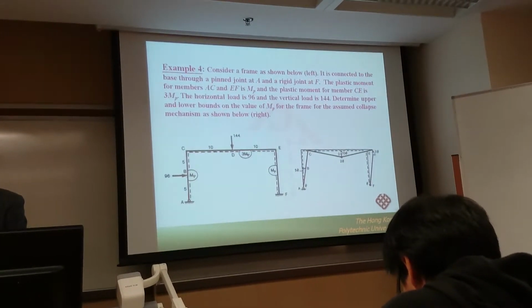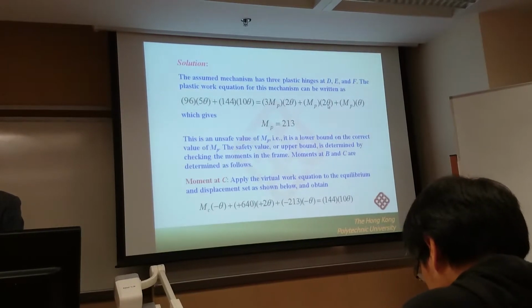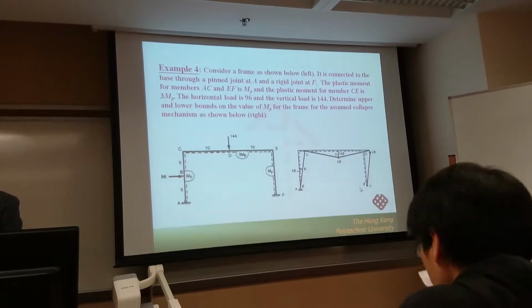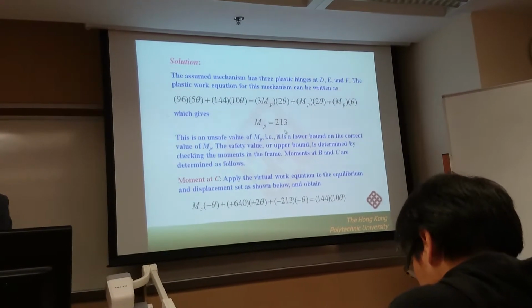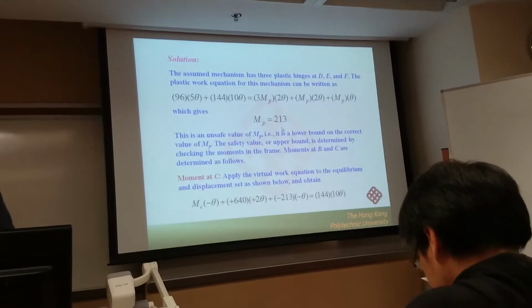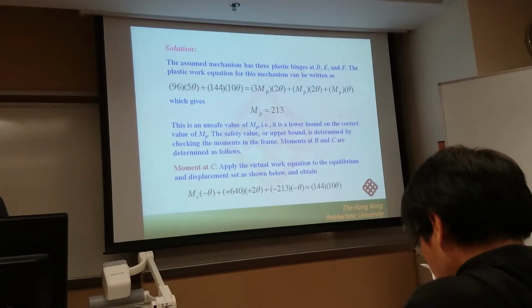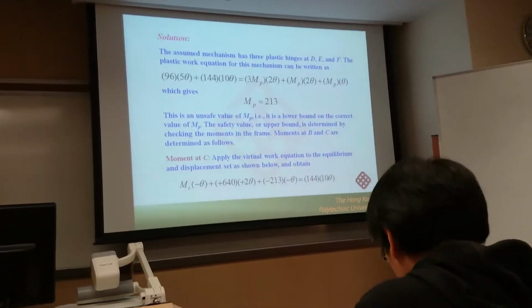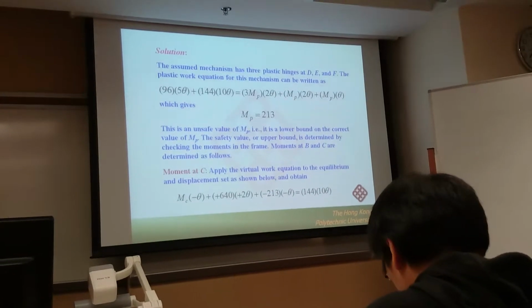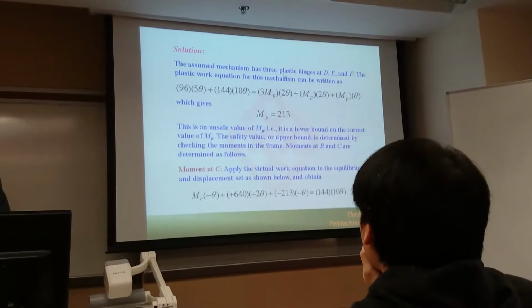So it's equal to 1 MP times 2 theta. And for the plus hinge here, it is just 1 MP times 1 theta. So we can obtain the value of the plus moment. But we are not sure whether this is a true value or not. So we have to do the moment check. So how do we do the moment check?